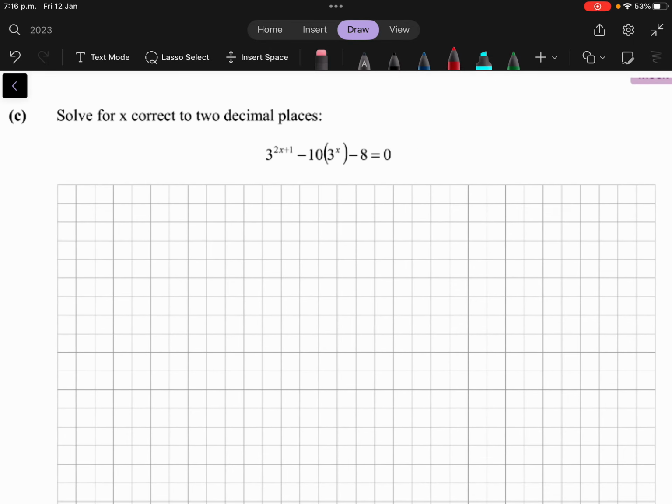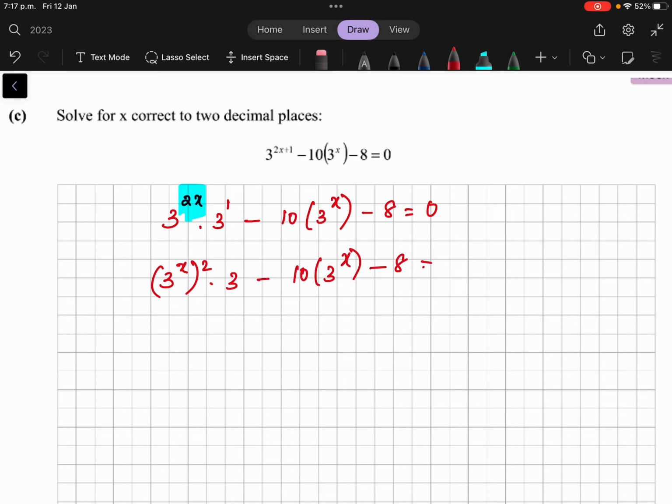Okay, let's move on to a similar question: 3 to the power of 2x plus 1 minus 10 times 3 to the power of x minus 8. Maybe you can pause the video and try to do this. So here I can simplify it and write this as 3 to the power of 2x times 3 to the power of 1 minus 10 into 3 to the power of x minus 8 is equal to 0. Now I need to simplify this in terms of the power of x.